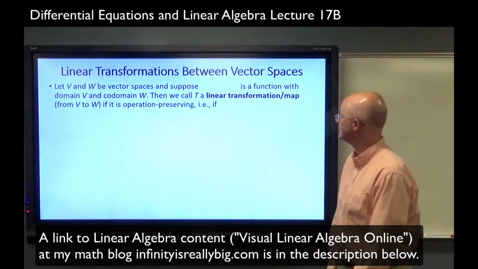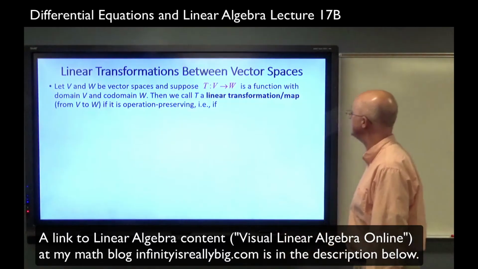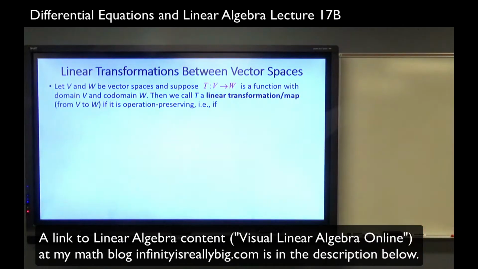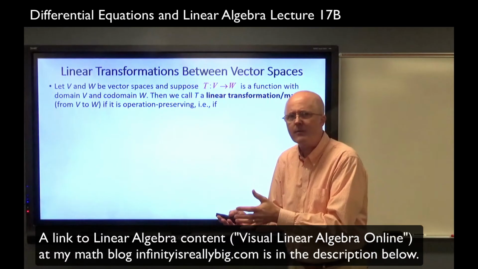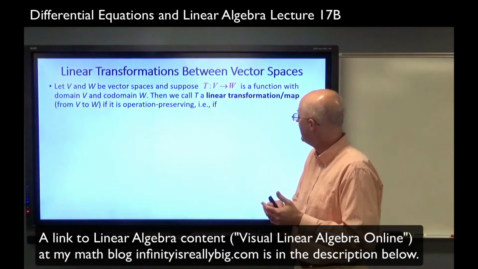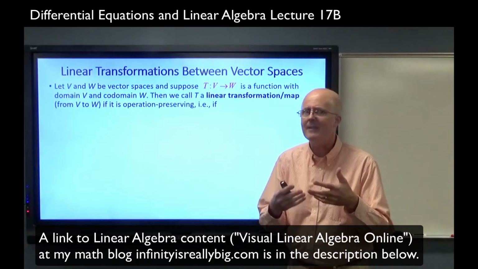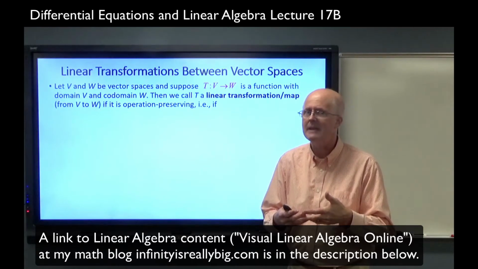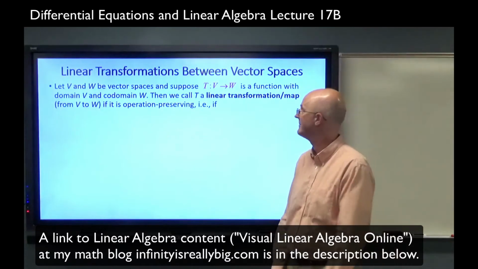Let V and W be vector spaces, and suppose T is a function whose domain is V and whose codomain is W. We call T a linear transformation, or a linear map for short, from V to W, if it is operation preserving. This is really different than what we did earlier when we were talking about linear transformations from Rn to Rm. We thought of those transformations in terms of their linear formulas first, and then we verified that they were operation preserving. Here we're using the operation preserving property to define the linear transformation.